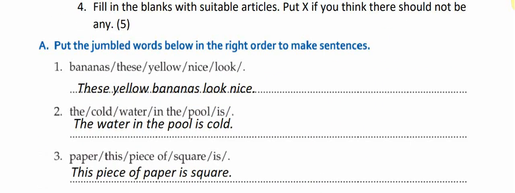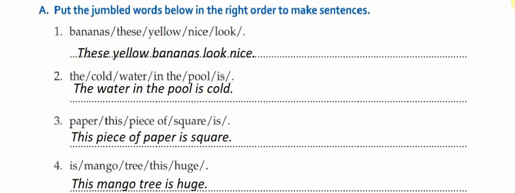This exercise is from the textbook only, so this is just a revision. Put the jumbled words below in the right order to make sentences. I won't be asking the same sentences, but this kind of questions will be asked. Bananas, these, yellow, nice, look. These yellow bananas look nice. So based on the adjective, which one will come? First we'll talk about these yellow bananas, not these nice bananas look yellow. That is not correct. It will be these yellow bananas look nice.